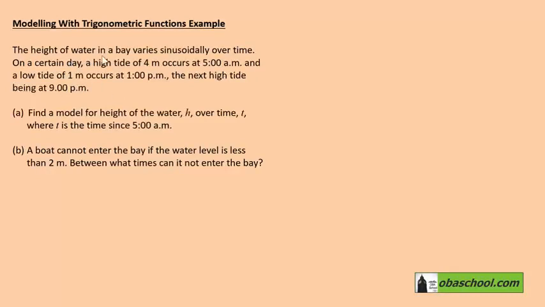The height of water in a bay varies sinusoidally over time, which means it follows the shape of a sine graph. And remember, sines and cosines are the same shape. On a certain day, a high tide of 4 meters occurs at 5 a.m. and a low tide of 1 meter occurs at 1 p.m. The next high tide being at 9 p.m. In other words, it's symmetrical.